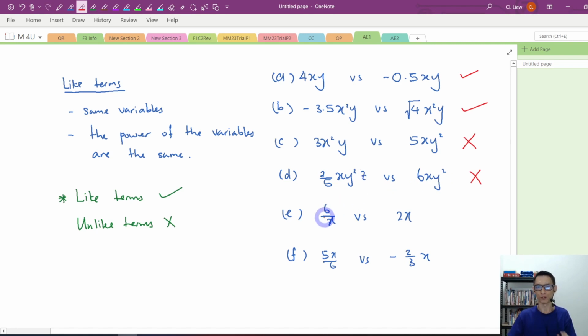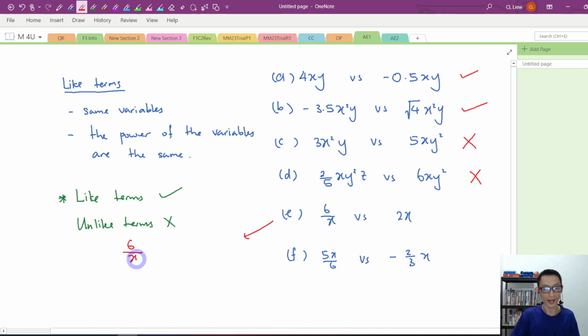Okay, now this one you need to be more careful. Some students might be thinking these two are like terms because we have a variable x here, and here also variable x, and you see no power written here, it is power 1. This is power 1. Therefore, we make a conclusion that these two are like terms. This is actually not correct.